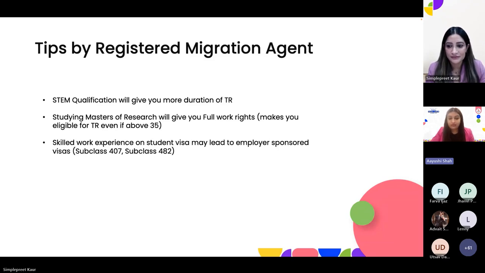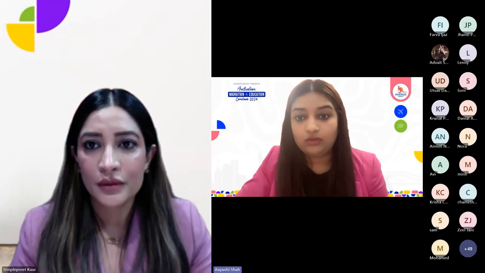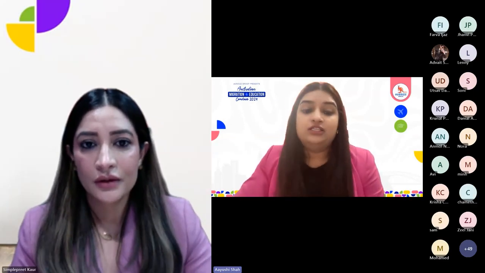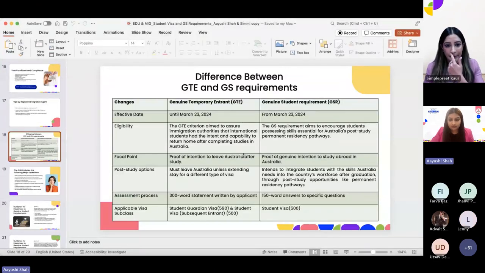I'll be covering a major topic on GSR, because obviously that is where, the majority of the time, students are getting refusals and students are unsure on what to share and what not to share. So let's delve deep and see what documents or things need to be covered under GSR.